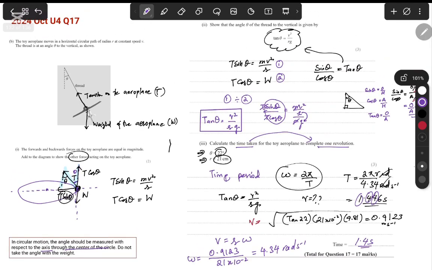So I hope that was clear. Now I'm going to show you the mark scheme and the examiner report, and that's all for this video.